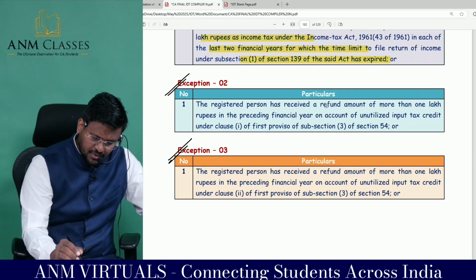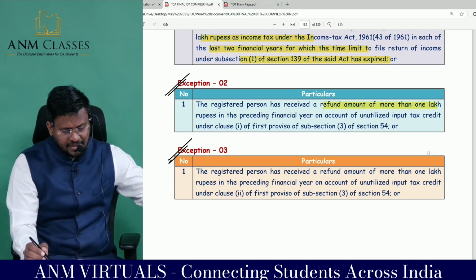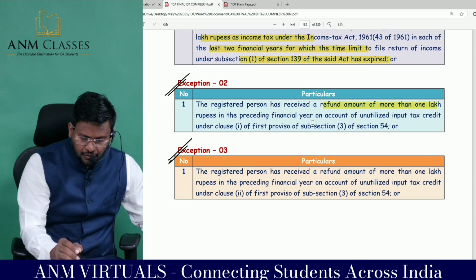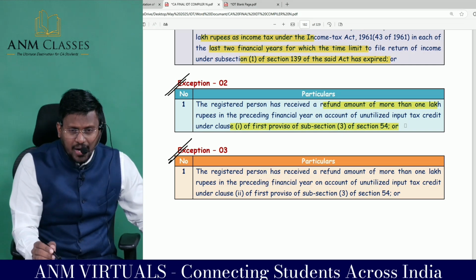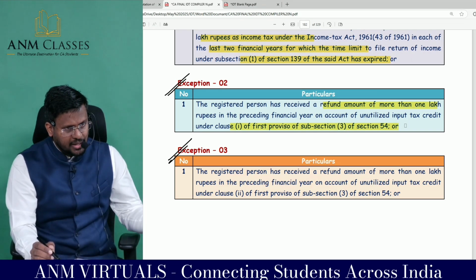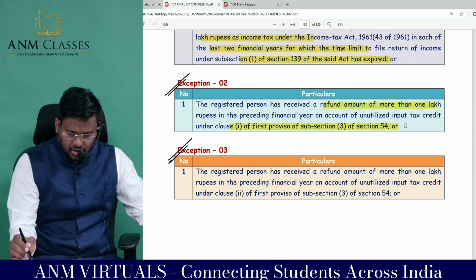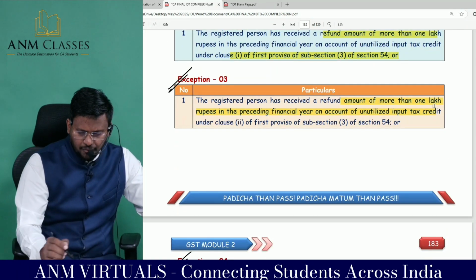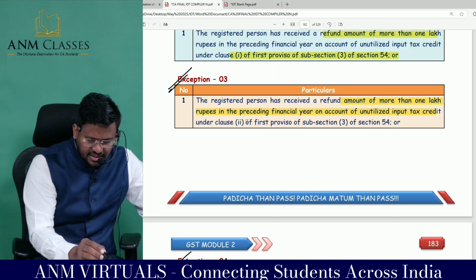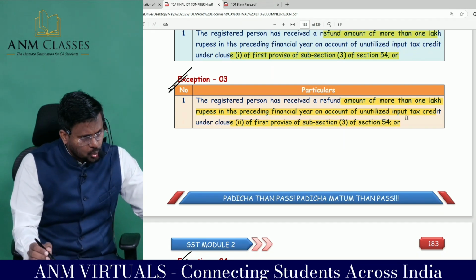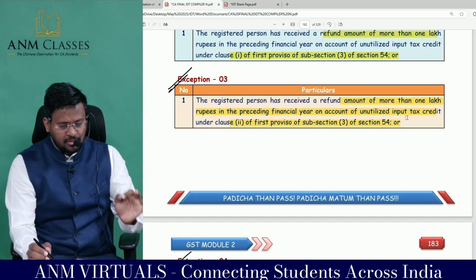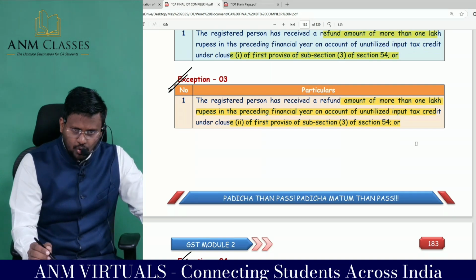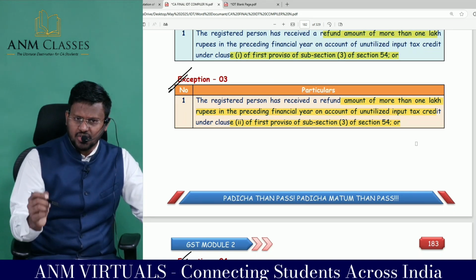The registered person has received a refund amount of more than 1 lakh in the preceding financial year on account of unutilized ITC under section 54 subsection 3 clause 1. Clause 1 is on account of zero rated supply and clause 2 on account of inverted duty structure. Similarly, the registered person has received a refund amount of more than 1 lakh in the preceding financial year on account of unutilized ITC under section 54 subsection 3 clause 2. That is also covered. Basically, you are getting a refund of more than 1 lakh, either under section 54 subsection 3 clause 1 or clause 2.